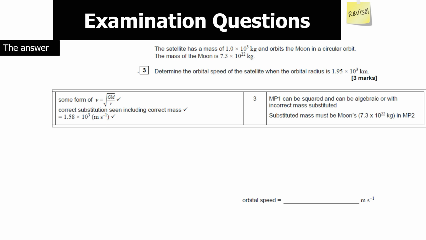You've got big M, which is the mass of the object producing the gravitational field, which in this instance is the moon. You then divide it by the distance between the center of mass of the moon and the center of mass of the satellite. Remember, they give you that value in kilometers, so you convert that into meters by multiplying by 10 to the 3, so it'll be 1.95 times 10 to the 6. Pop all the values in and you get 1.58 times 10 to the 3.